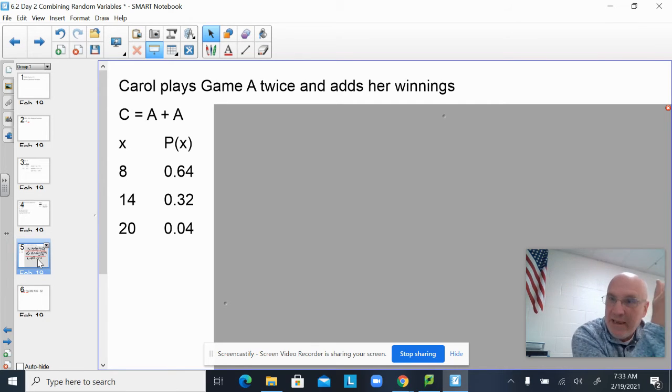So she plays game A, either wins $4 or $10. Then she plays game A again and wins either $4 or $10. The question is, what are the mean and standard deviation of that sum? So here I have defined the random variable C as A plus A.